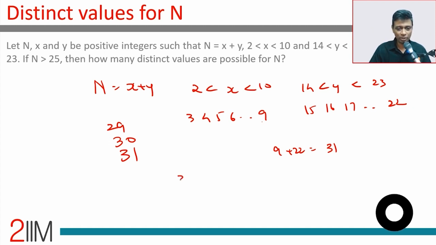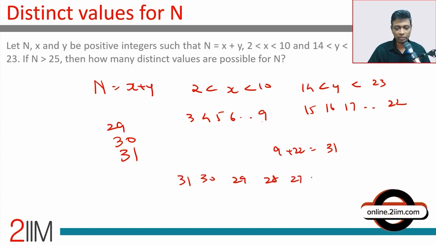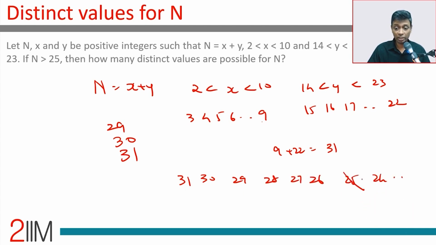Fine. So step by step. 31, 30 is possible, 29 is possible, 28 is possible, 27 is possible, 26 is possible, 25 is possible, and so on. Wait a second. N has to be greater than 25. Leave all this. 1, 2, 3, 4, 5, 6. Done. Yours truly is a genius in this. And I said, I found out the number of possible ways of x plus y that are possible. X, y, and n that are possible.